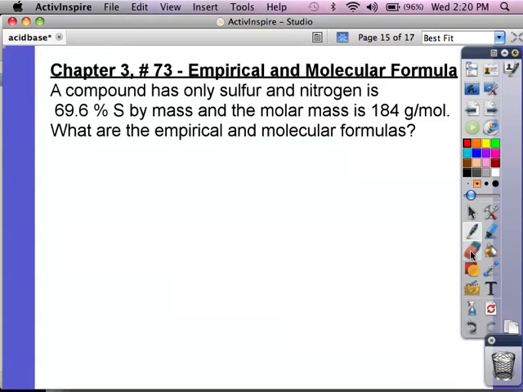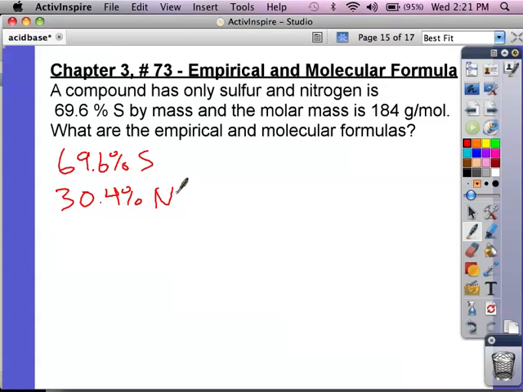So the first step in this type of problem is to look at it and to say, all right, what am I given? You're given that there is 69.6% sulfur by mass, and because nitrogen is the only other element in this compound, we know that the remaining 30.4% has got to be nitrogen because it is the only other remaining element. Once you get to this point, you've got the percentages by mass.